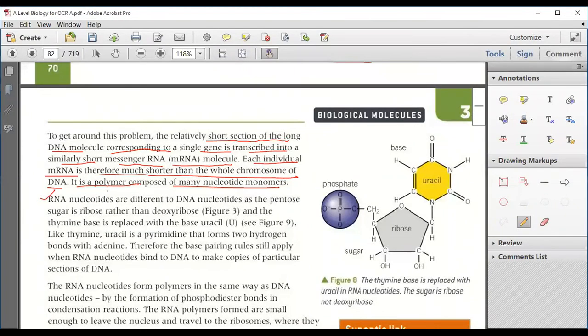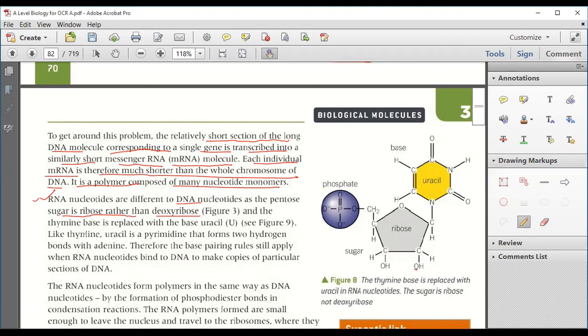Okay, now these RNA nucleotides are different from DNA nucleotides as the pentose sugar is ribose rather than deoxyribose. The sugar is different. In the case of RNA we have ribose sugar, and in the case of DNA we have deoxyribose sugar. Remember, this OH part, this extra oxygen, is there in the case of ribose.